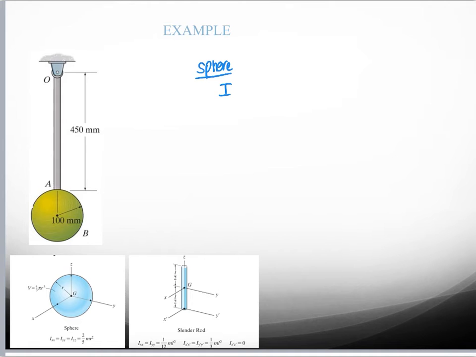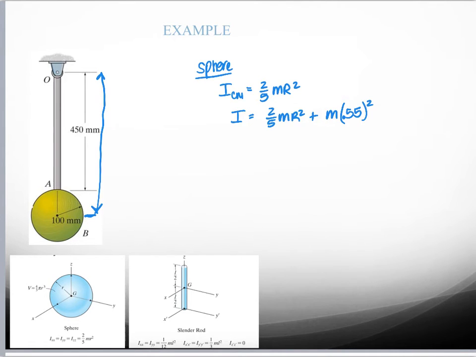Its moment of inertia when the axis goes through its center of mass is 2/5 mr squared, and then using the parallel axis theorem, we would take 2/5 mr squared plus the mass of the sphere, and then how far the axis has moved from the center of mass would be this distance, which would be 450 plus the radius of 100. This is going to be 0.55, because we put it in meters squared.